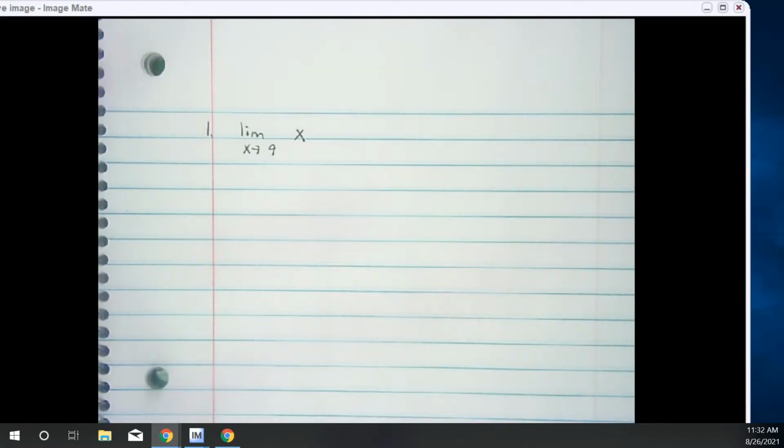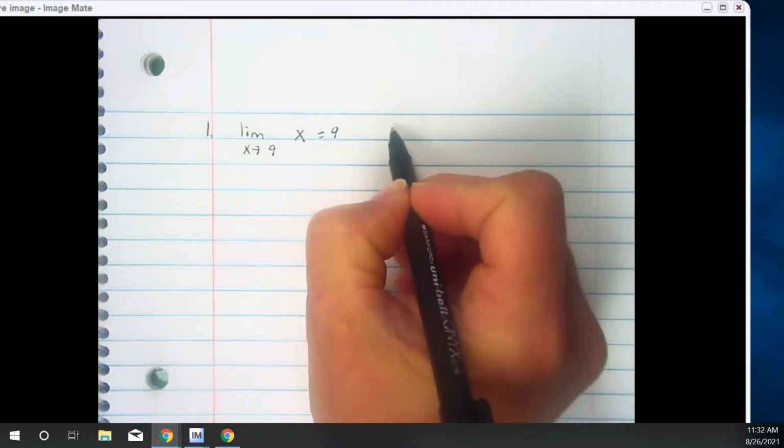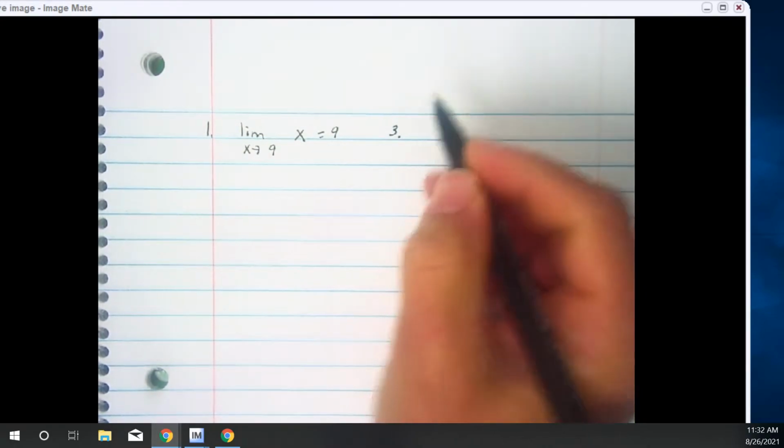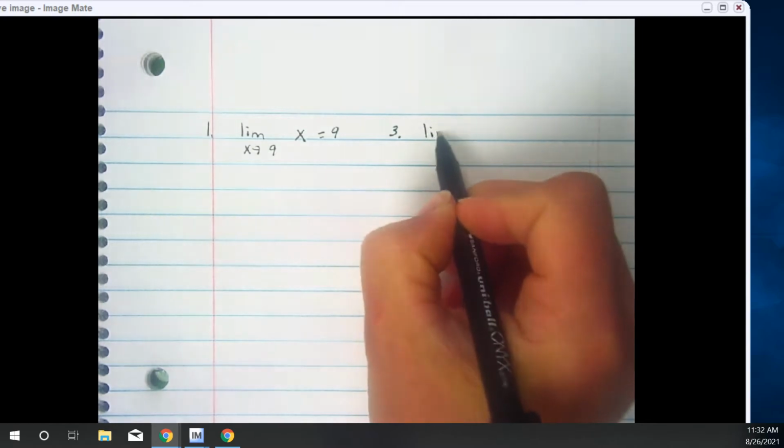Evaluate the limit using your basic limit laws. Problem number 1: the limit as x approaches 9 of the function x. The answer is, as x approaches 9, the answer is 9. So the limit's 9? Yes.